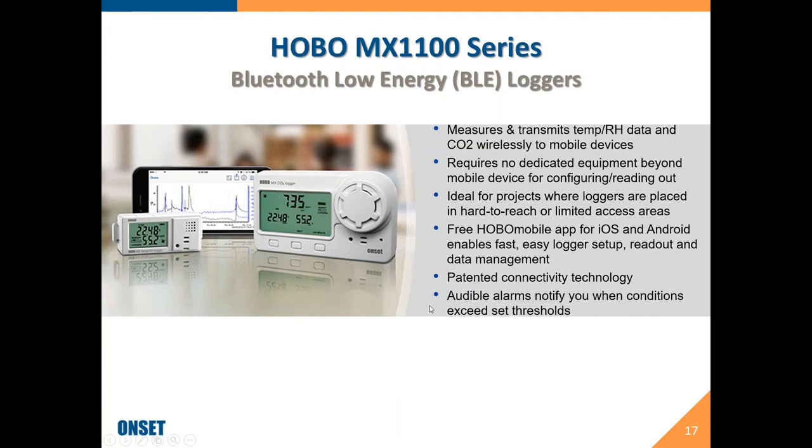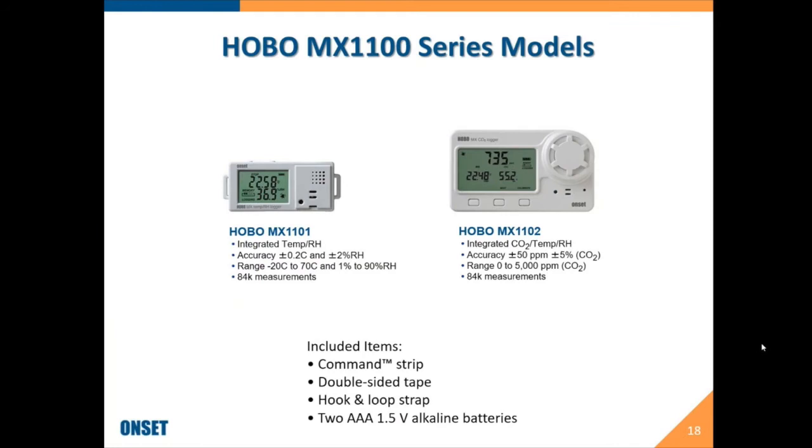We have audible alarms on these loggers. So if something exceeds a threshold, you actually get an audible alarm, something you can actually hear if you're within the building location. Here are the two loggers in the series, the MX1101 and the MX1102. Temperature and relative humidity for this one, and temperature, relative humidity, and CO2 levels in it again.